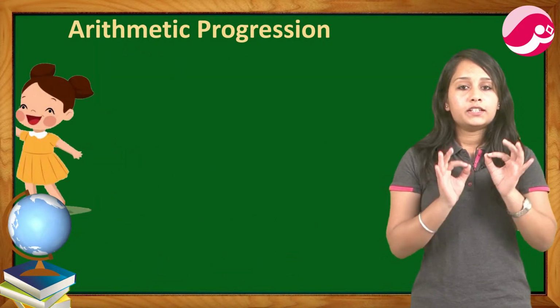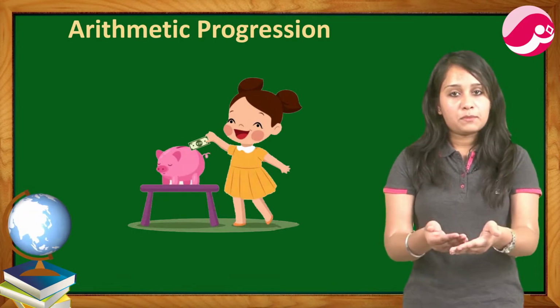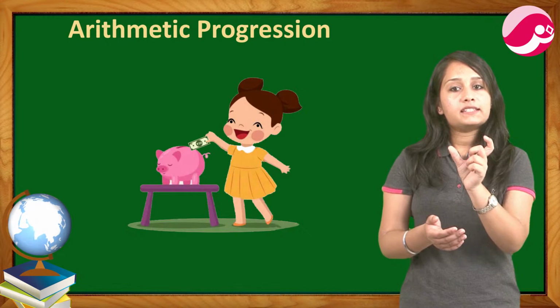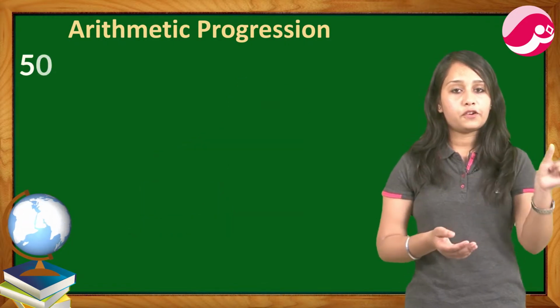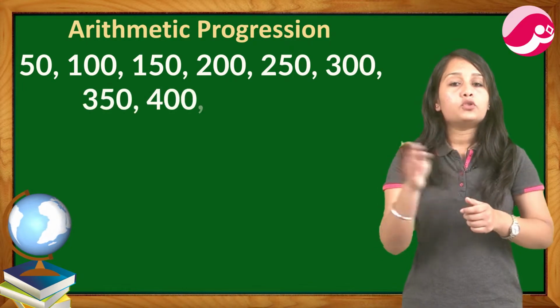Now suppose the total savings in rupees after every month for 10 months when rupees 50 are saved each month are 50, 100, 150, 200 up to 500.